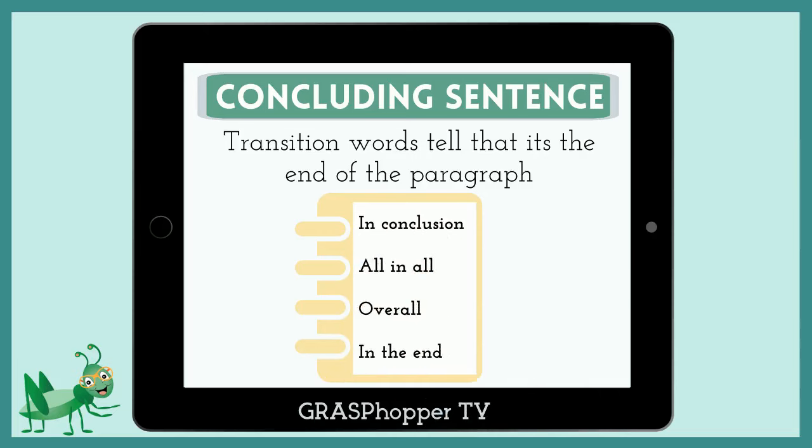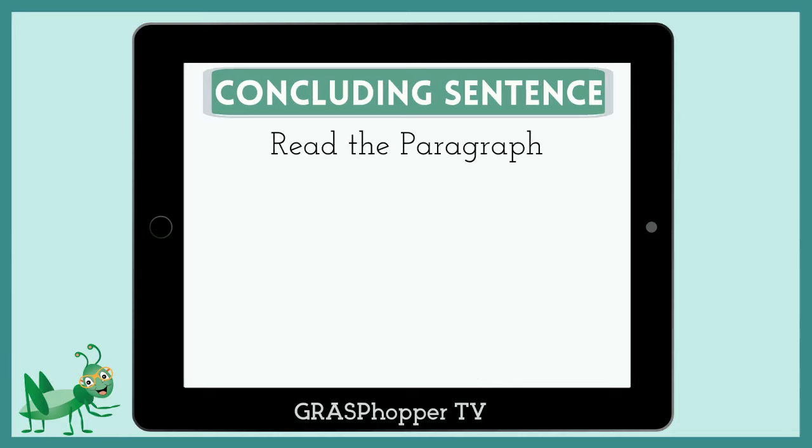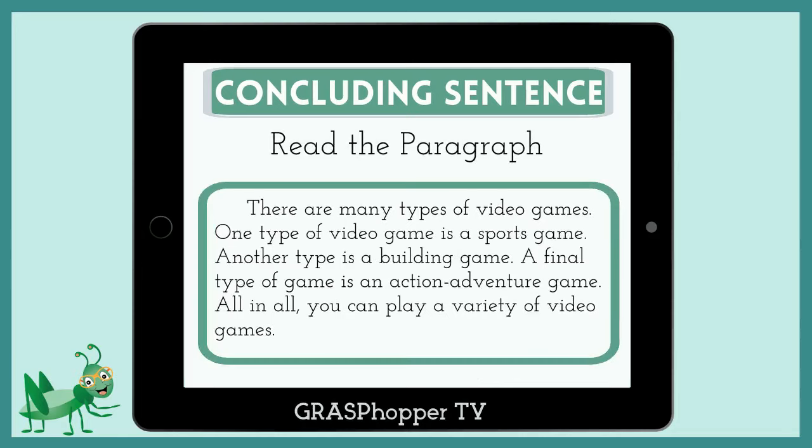Now let's learn some steps we can take to find concluding sentences in paragraphs. First, we read the paragraph. There are many types of video games. One type of video game is a sports game. Another type is a building game. A final type of game is an action-adventure game. All in all, you can play a variety of video games.